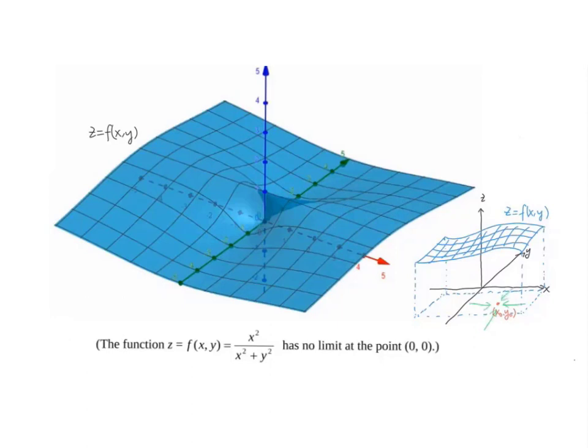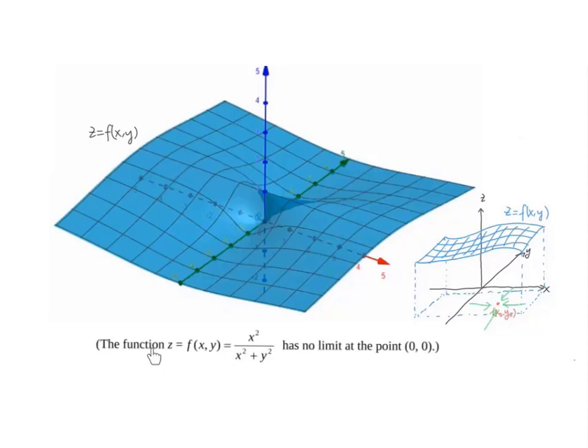To say that a function has a limit at the point x0, y0, we need to make sure that in all the paths that you walk towards this point, the limit gives the same value. In this graph, we shall see that the function z equals x squared over x squared plus y squared has no limit at the point 0, 0.